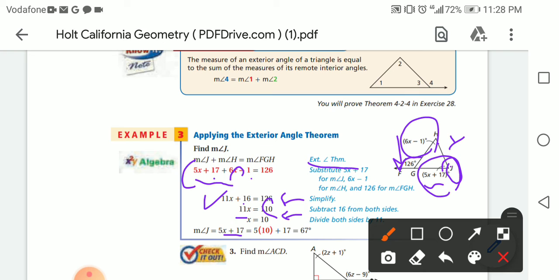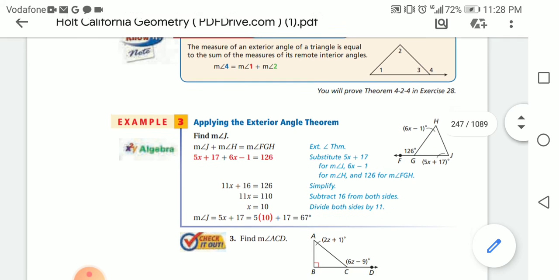So 5x plus 17, which is the measure of J, gives me what? 67 degrees. Okay, so we have solved the problem, very easy.